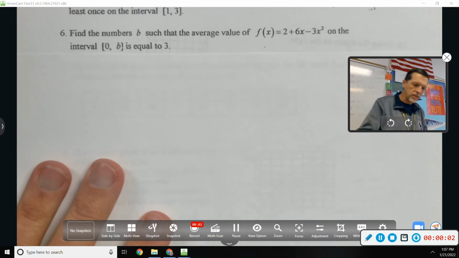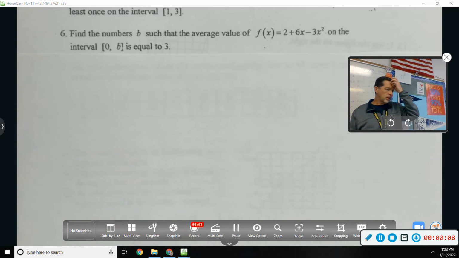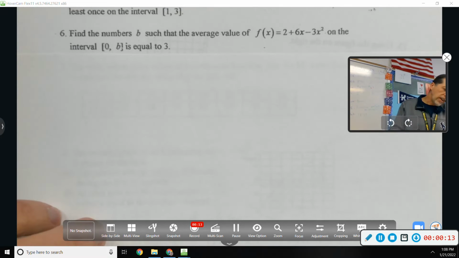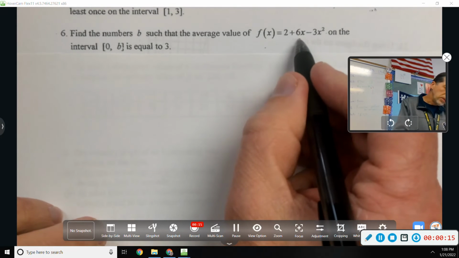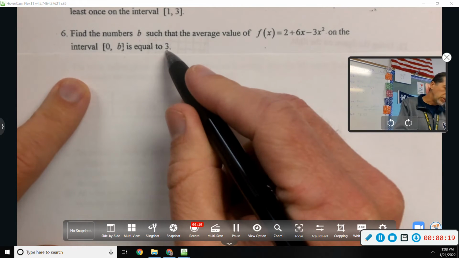Number 6 on the average value worksheet. Find the numbers b, plural, so maybe there's more than one, such that the average value of 2 plus 6x minus 3x squared on the interval 0 to b is equal to 3.